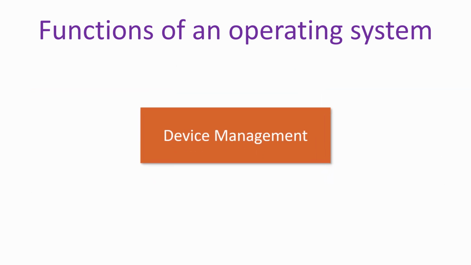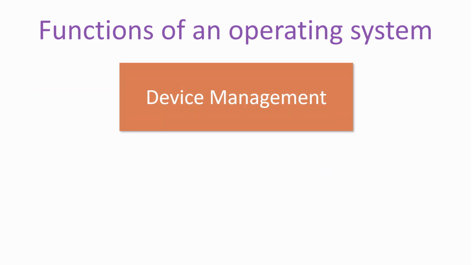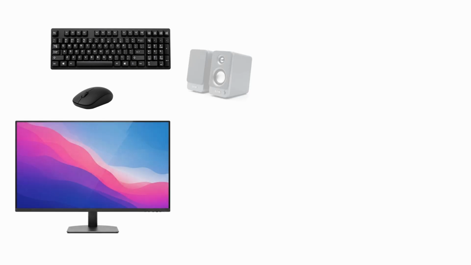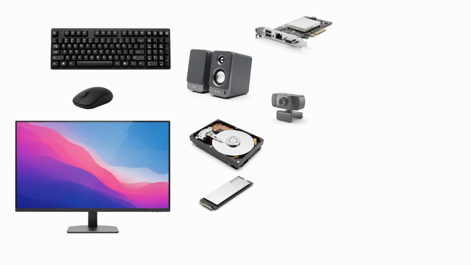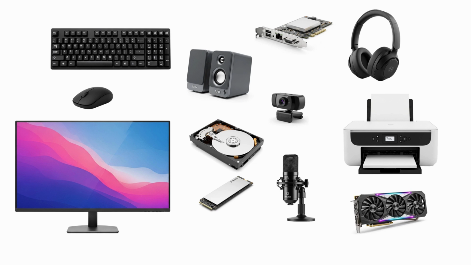The fourth function of an operating system is device management. It ensures devices like the keyboard, mouse, monitor, speakers, hard drive, network interface controller, and many others are available when you need them. For example, when you're typing text, saving a file, or watching a video.